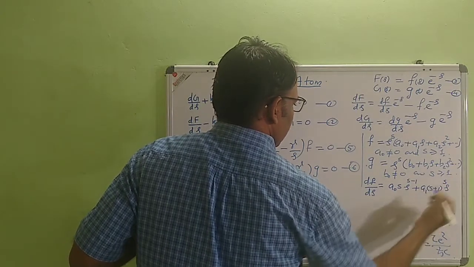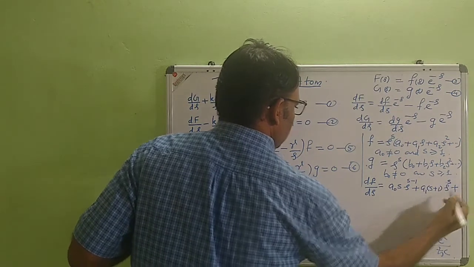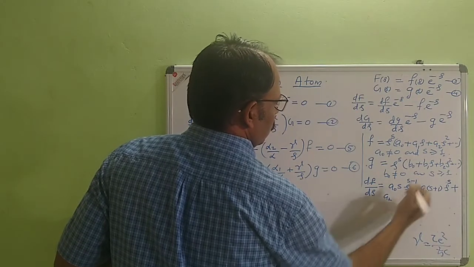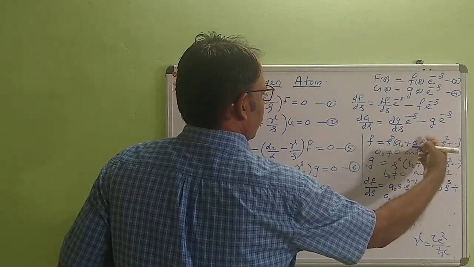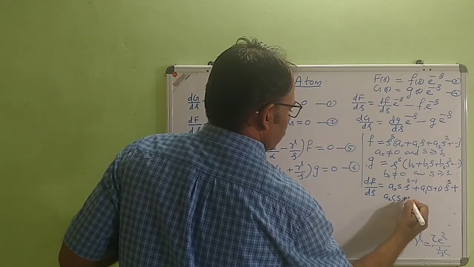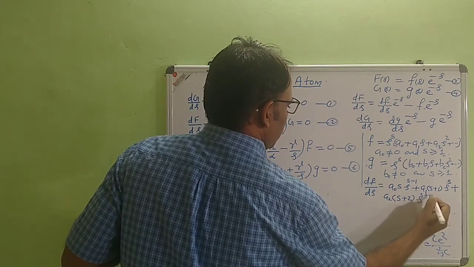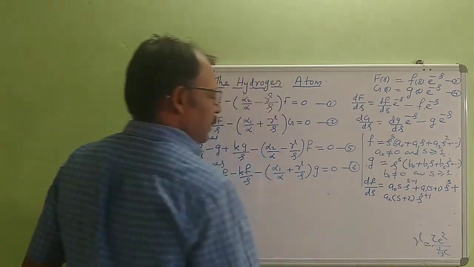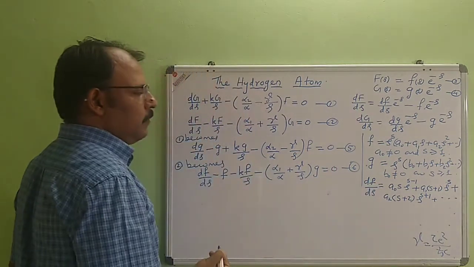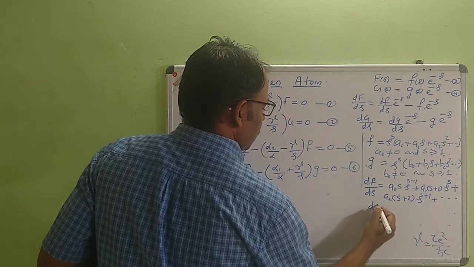That is rho raised to s. What is the third term? The third term will be a2 rho raised to s plus 2. Its differential will be (s plus 2) rho raised to s plus 2 minus 1, so that will be rho raised to s plus 1, giving a2 (s plus 2) rho raised to s plus 1 plus etc. So this is dF by d rho. Now find dG by d rho.